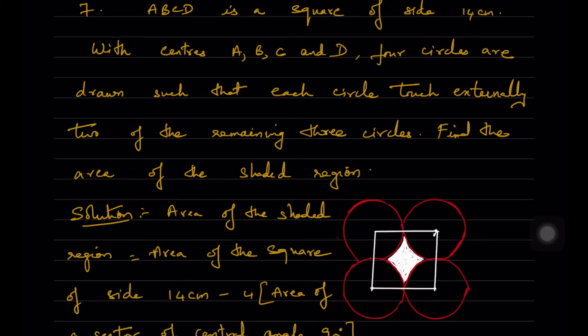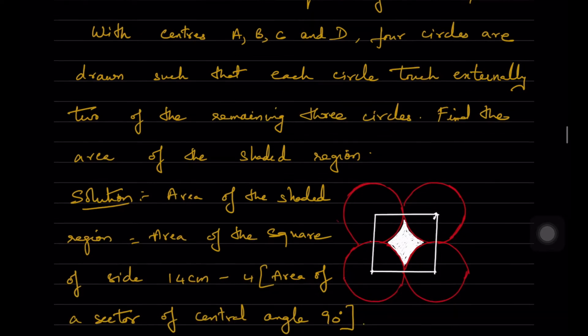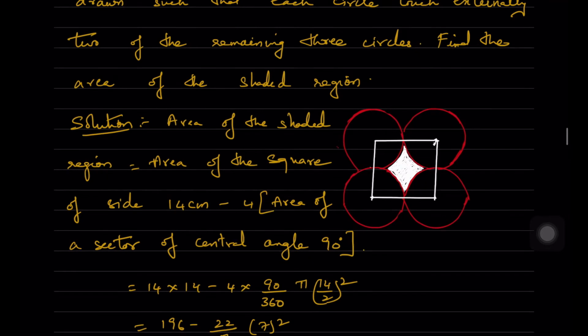So now seventh one, ABCD is a square of side 14 centimeters with centers A, B, C and D. 4 circles are drawn such that each circle touches externally 2 of the remaining 3 circles. Find the area of the shaded region. Now here with the circles there's a quadrant which is formed. So here the area of the shaded region is equal to the area of the square minus a sector, the area of a sector of central angle 90 degrees. So here you are having not quadrants, it's a sector.